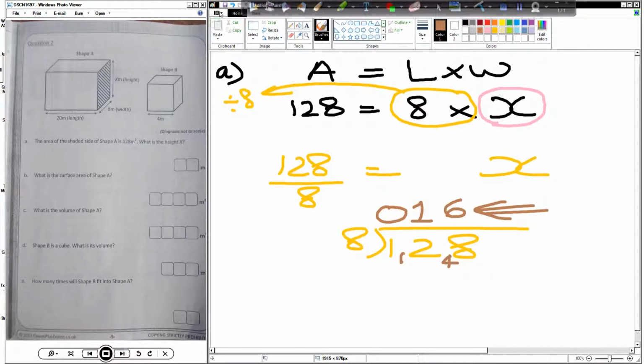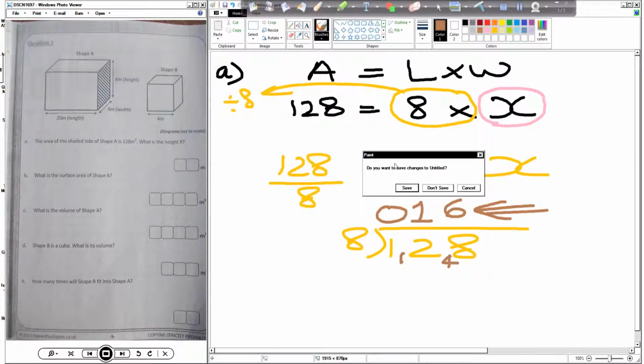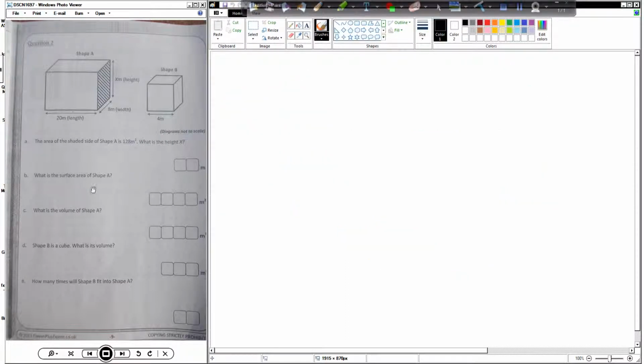Okay, next part. Who got B wrong? Okay, good. What is the surface area of shape A? What does the word surface area mean? We all did area. What is surface area? The top part. Okay, top part, bottom. Area is length times width of one side. That means now surface area. So what are they talking about?